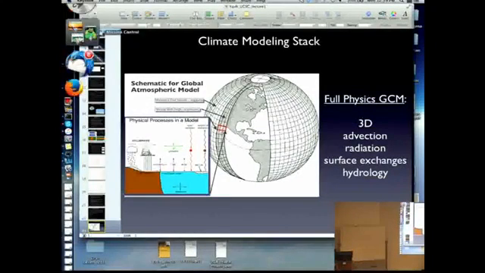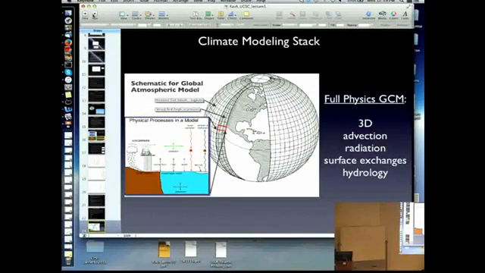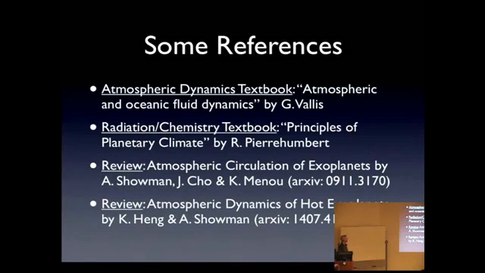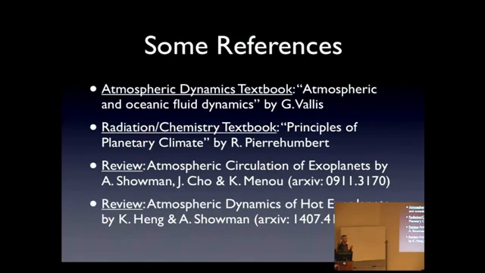Oh, actually, I'm sorry, let me show you this. I guess I will make my slides available. A lot of what I've discussed can be collected and expanded considerably by looking at this, which is just a sample of references that I like personally. I really like the Vallis textbook on atmospheric dynamics. It also addresses ocean dynamics, but it's a really nice textbook to understand the principles of dynamics in atmospheres. I like the Pierrehumbert textbook if you want to focus more on the radiation and chemistry. And then there are a couple of reviews that I recommend if you want to follow what is being done specifically on exoplanets.